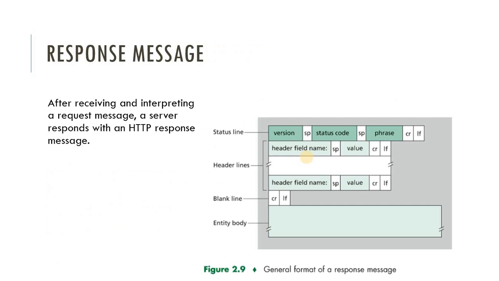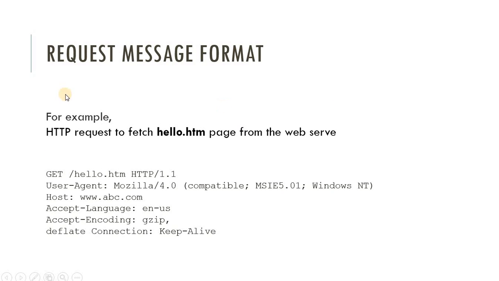So this is an example of a request message. For example, an HTTP request to fetch a hello.html page from the web server. The first line is the request line, which contains the method, URL and version. Here the method is GET, the URL is hello.html, and the version is HTTP 1.1. Next are the header lines. The header contains many attributes, like the user agent.